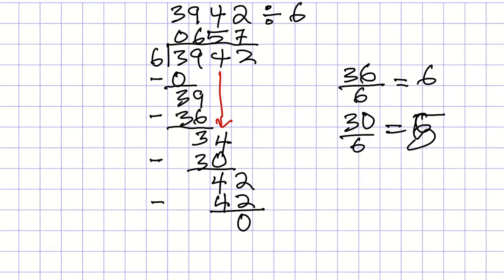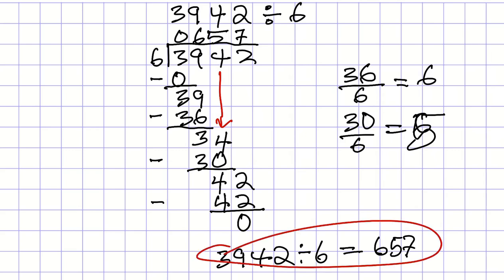And then we'll say that 3942 divided by 6 is equal to 657, remainder 0. You don't have to write the remainder there. We're done, right? That's our solution right there. We'll move on to the next problem.